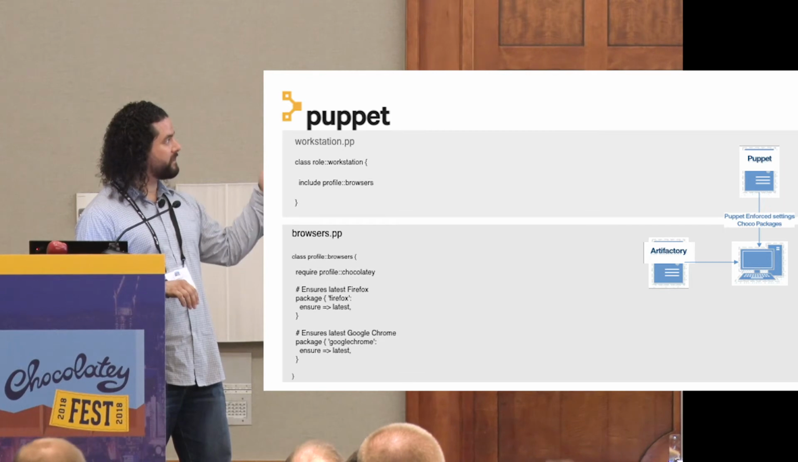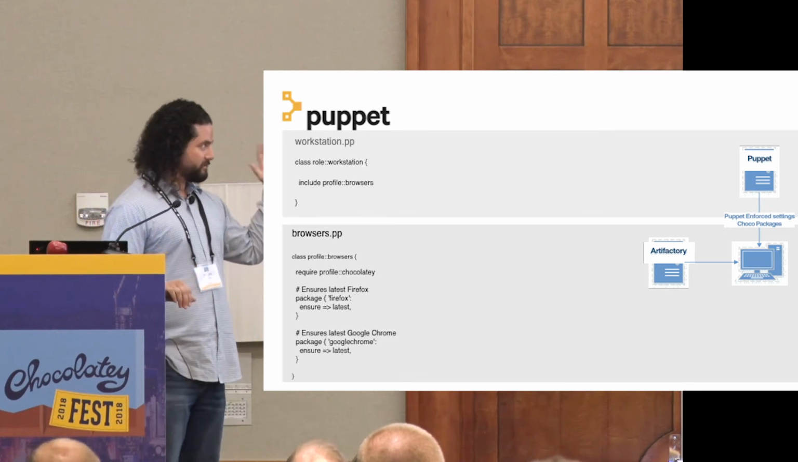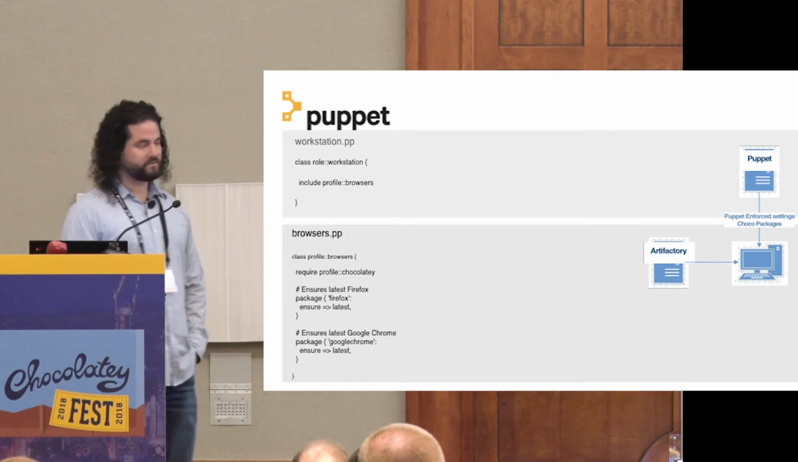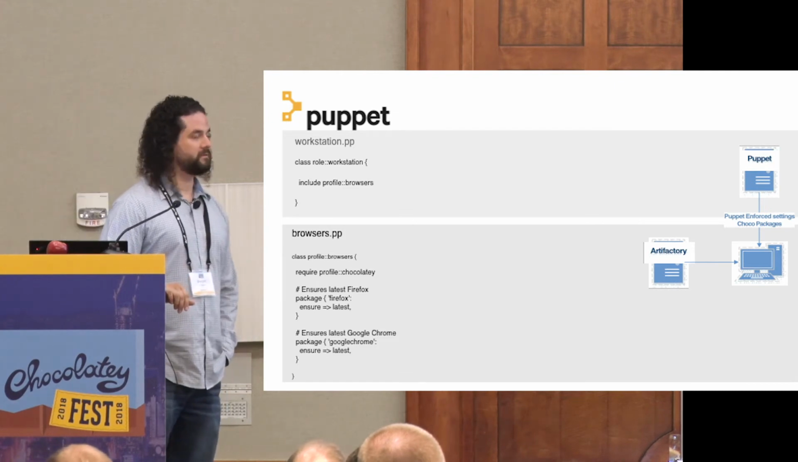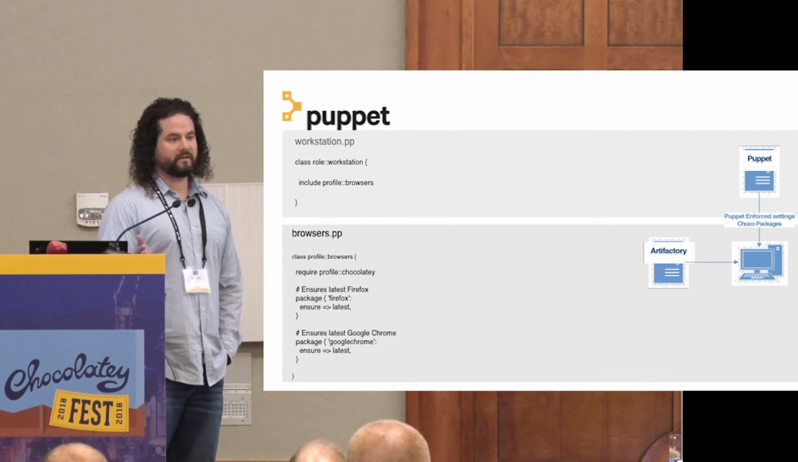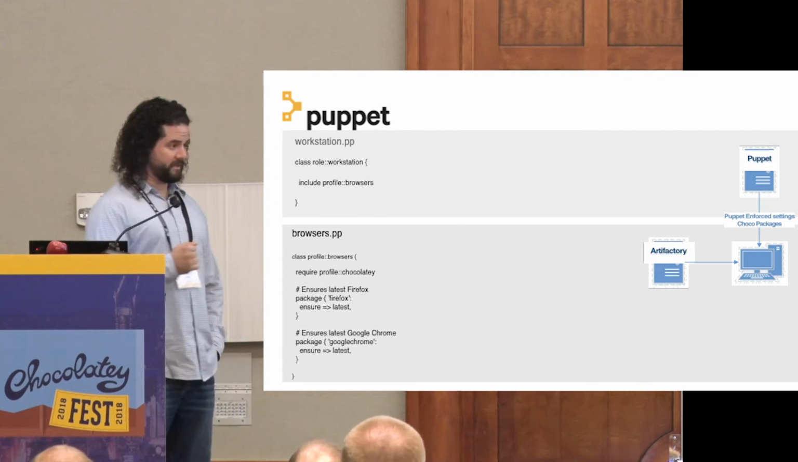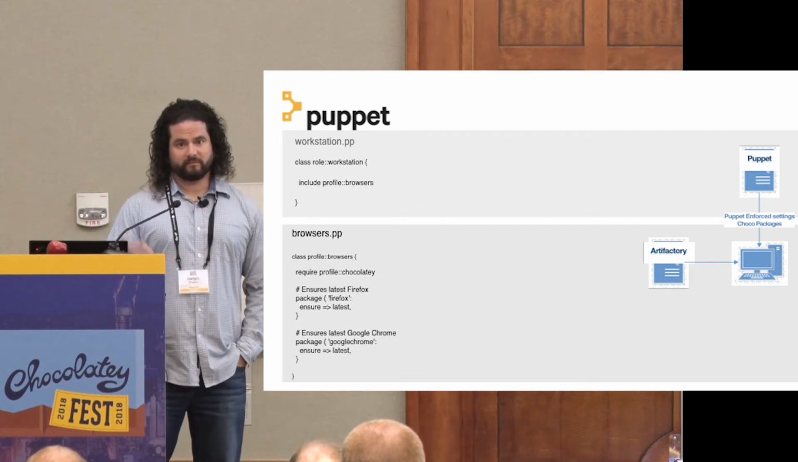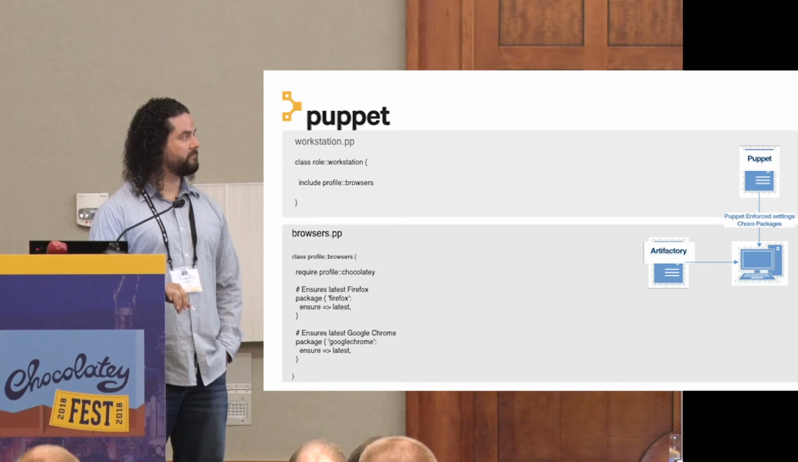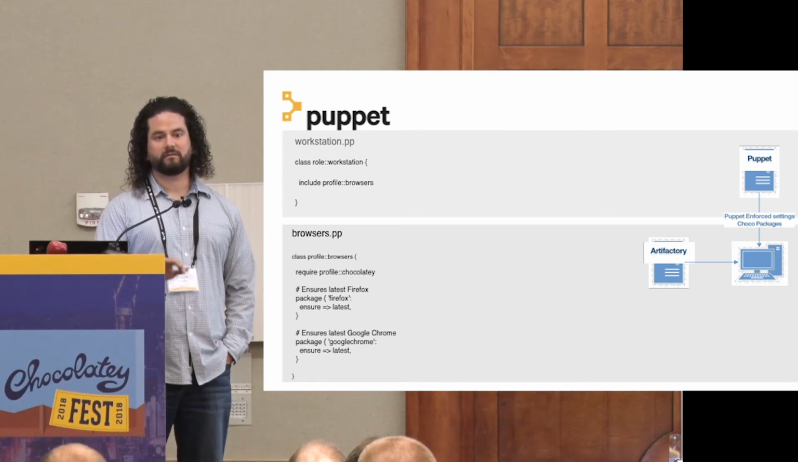I say, hey, make sure you have Chocolatey. In other areas, I have Chocolatey set as the default provider. And I just say, ensure the latest Firefox, ensure the latest Google Chrome. And so at this point, anytime Firefox and Google Chrome is updated, which is basically daily, if not multiple times a day, it sometimes feels like, my internal networks are now up to date.